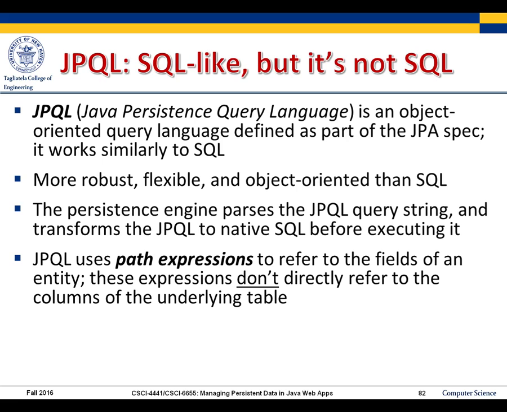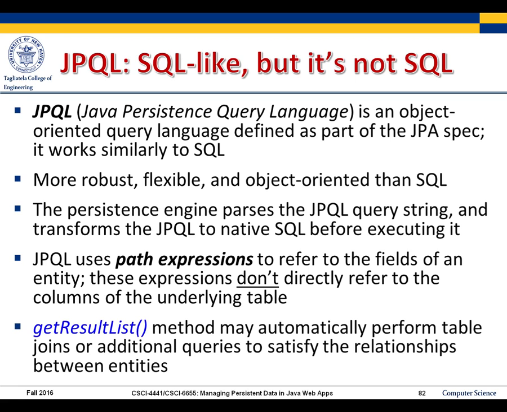JPQL uses this concept of path expressions to refer to fields. They don't directly refer to the columns of the table. That's why it looks similar, but it's different. When you look at the examples, if you look at it quickly, you'd say, oh, that's SQL, but then you'll say, well, wait a second, that's not exactly the SQL syntax. Again, because it uses a slightly different way of describing its syntax.